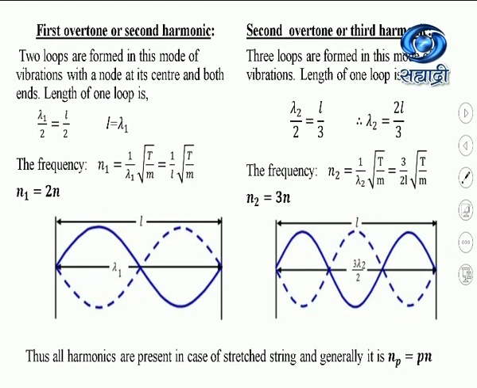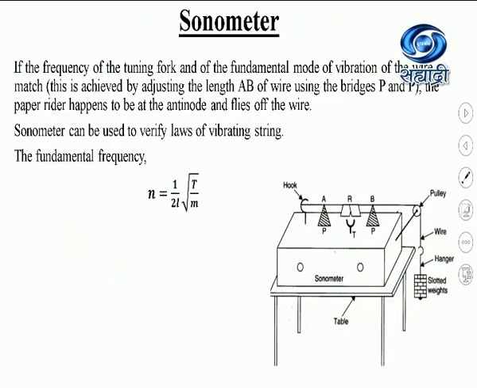Thus all harmonics are present in the case of a stretched string, and generally it is written as NP is equal to P into N, because here we have studied up to the third mode. In the fourth mode we get the frequency 4N, then 5N, 6N and so on, and therefore the general equation for the frequency of the Pth harmonic is NP equal to P into N.